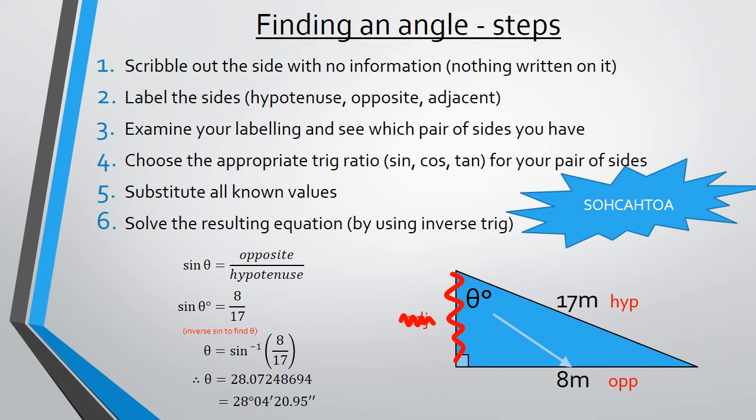Now we're going to round this to the nearest minute. We can see that the seconds is less than 30, so we're going to stay at 4 minutes. So our answer to this question will be 28 degrees and 4 minutes to the nearest minute.